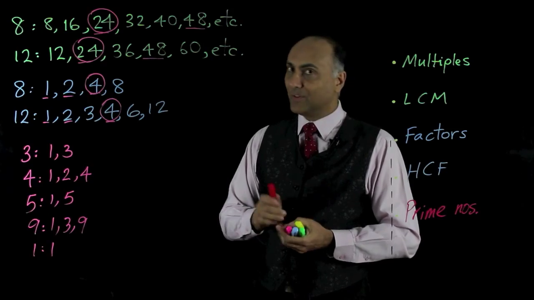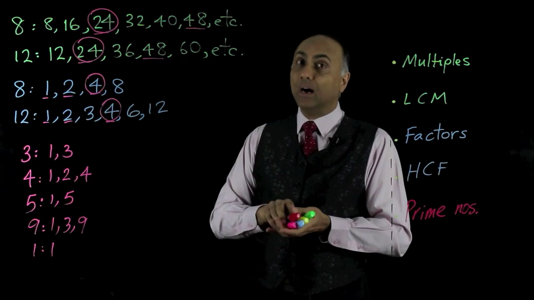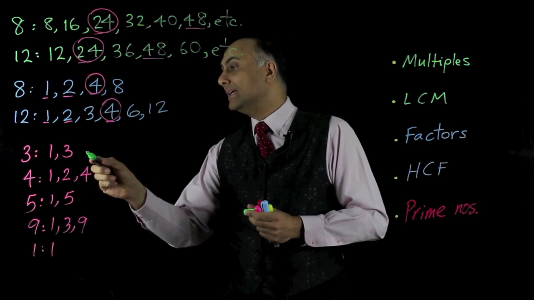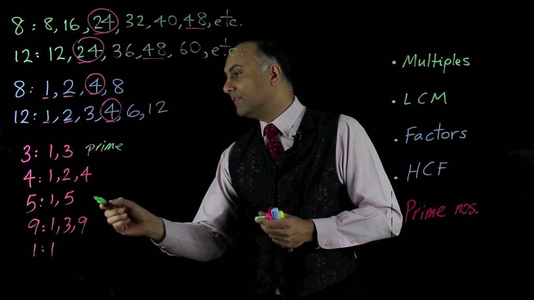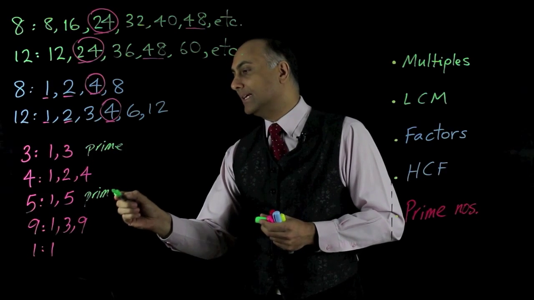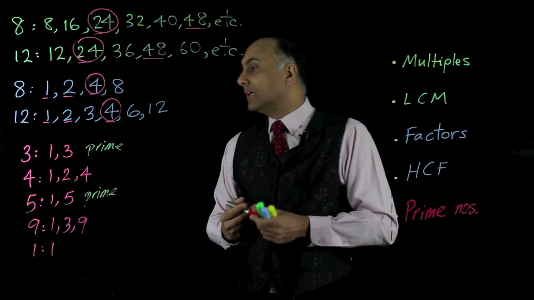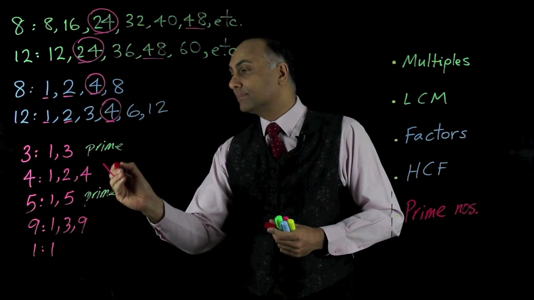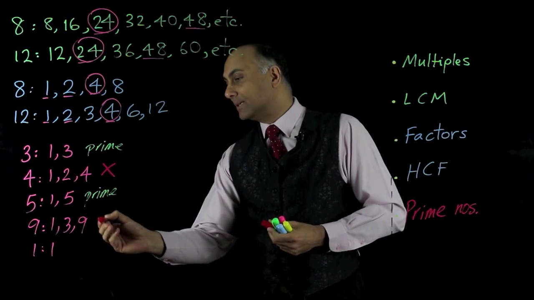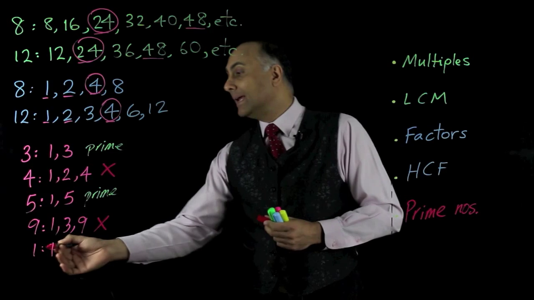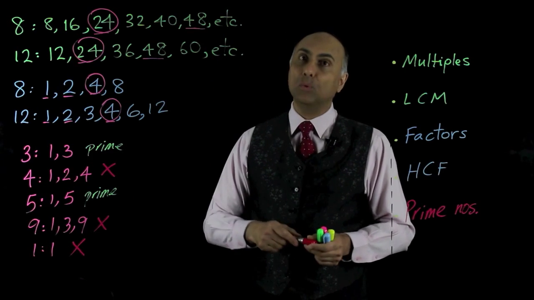So just to emphasize the point, those that have 2 factors exactly are prime numbers. So 3 is prime. 5 is prime because it too has only 2 factors. And 4 is not prime because it has 3 factors. 9 is not prime because it has more than 2 factors. And 1 is not prime because it has only 1 factor.